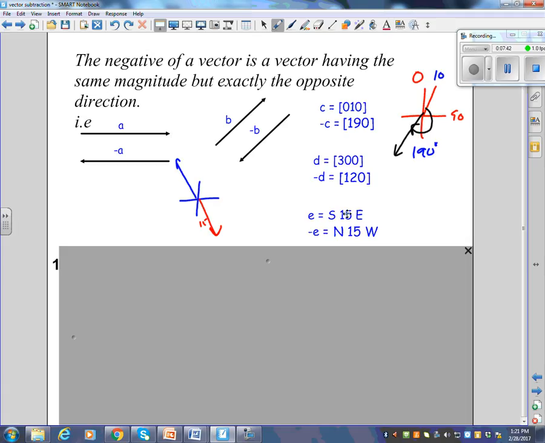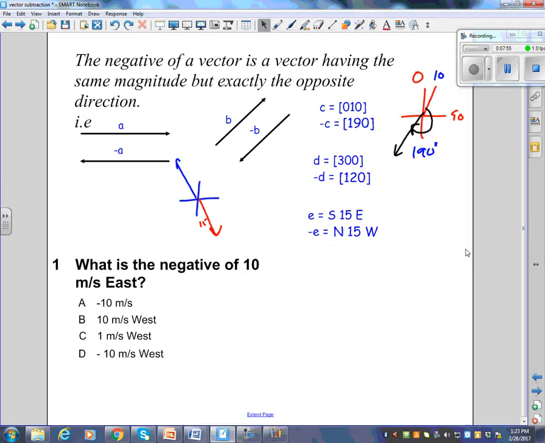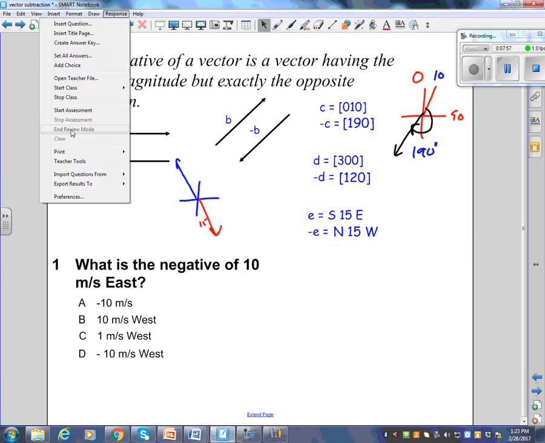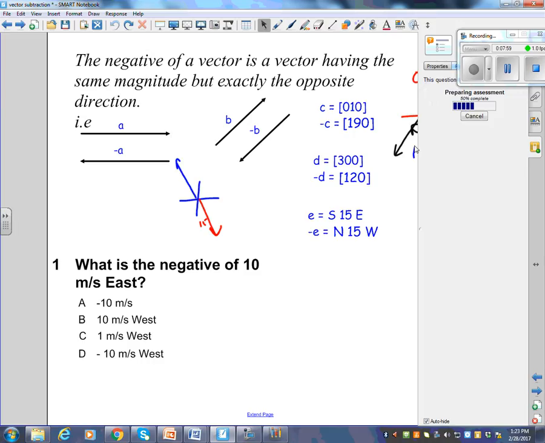South 15 east, you change south into north, you change east into west, and it really couldn't be any harder, right? Okay, now go get a clicker. Okay, so here's your first question. It's a bit of a trick. What is the negative of 10 meters per second east? Do it. A, B, C, or D?